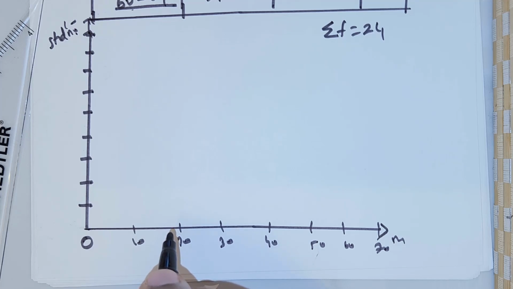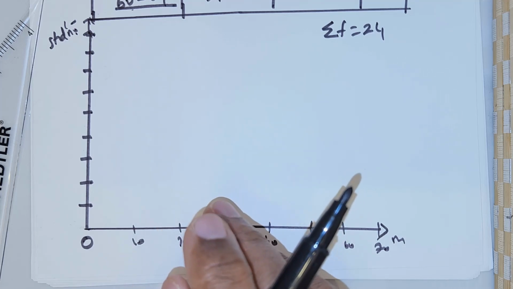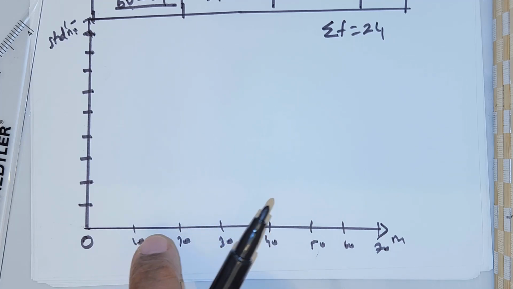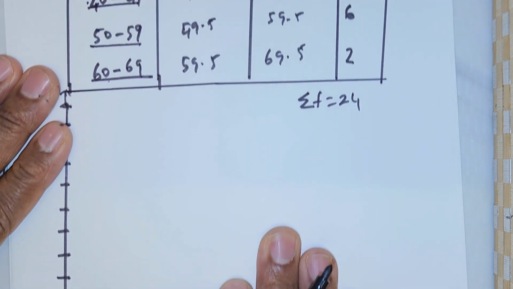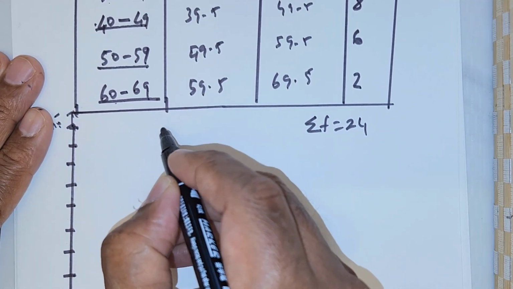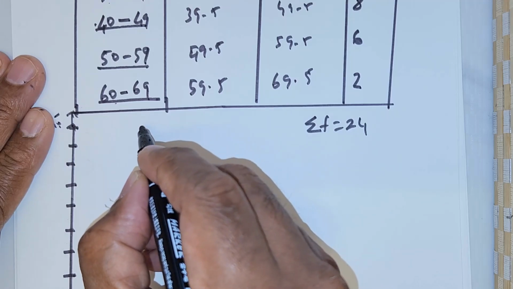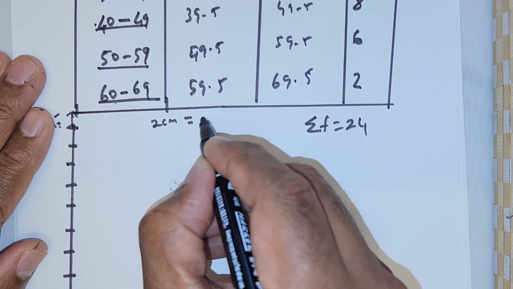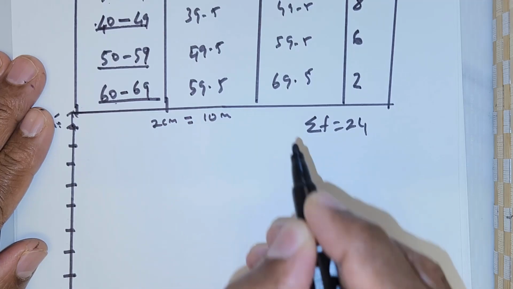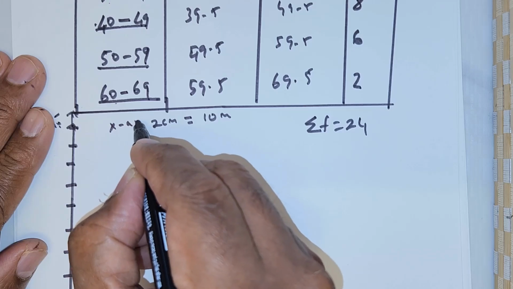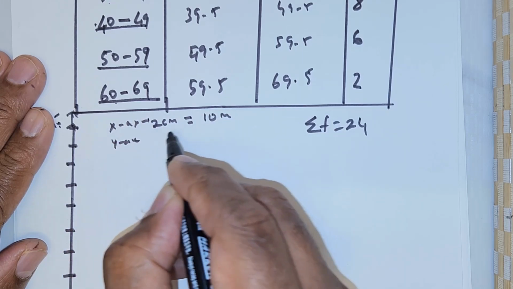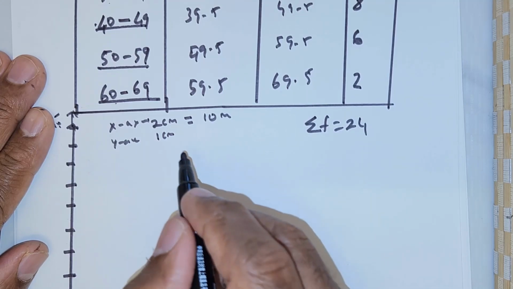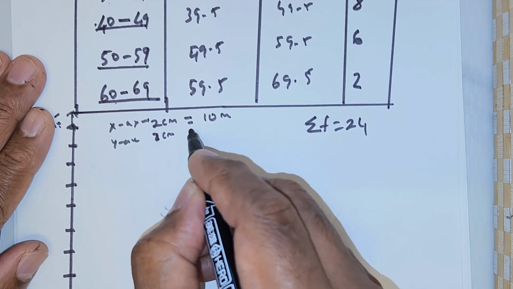Now since the space is restricted, on the x-axis we have to draw the scale. Okay, the scale according to the question says you take 2 cm. 2 cm is equal to 10 meters. Okay, this is the x-axis. And on the y-axis you take 2 cm, same 2 cm, 2 cm to be equal to 1 unit.